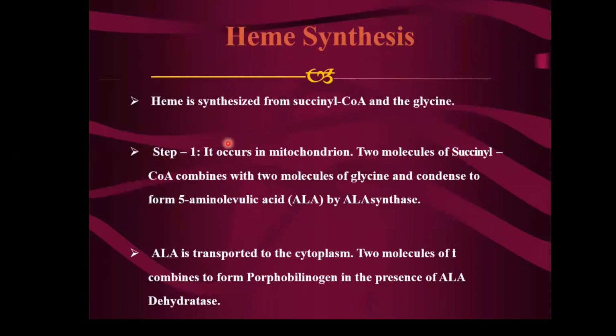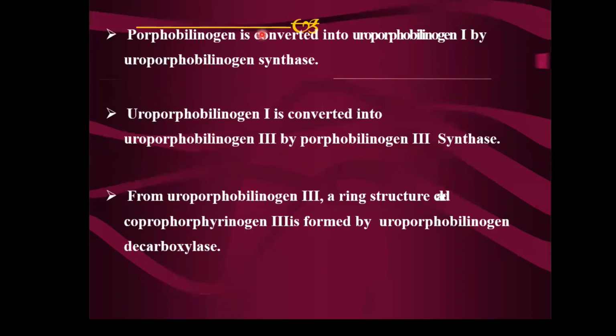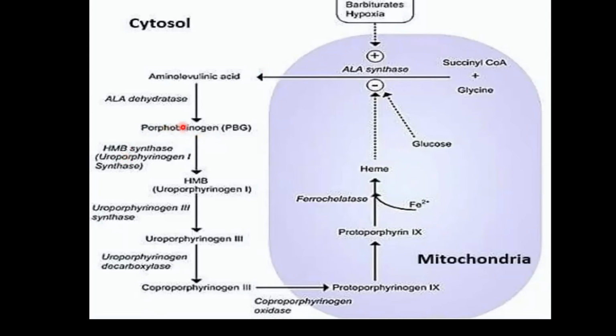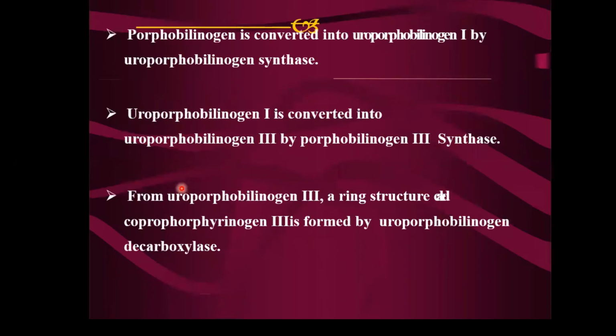Let's go back. Now, porphobilinogen is converted into uroporphyrinogen 1 with the help of HMB synthase enzyme. We can see the process here. Then uroporphyrinogen 1 is converted into uroporphyrinogen 3 with the help of another synthase enzyme.